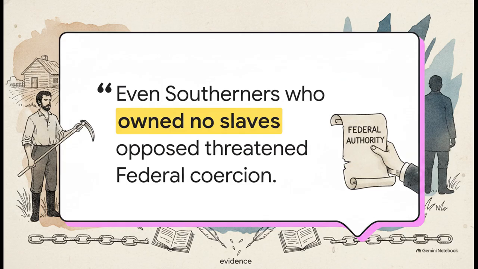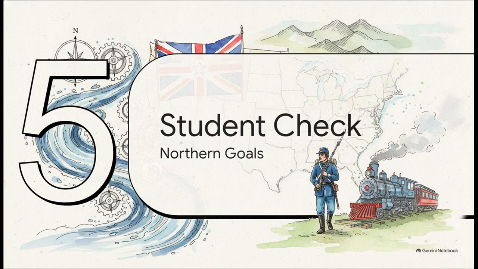This is brilliant because it illustrates exactly why we always have to check the source. History is complex. While maintaining slavery was absolutely the focal point of the political crisis and the Confederacy's main goal, the source shows us that opposition to the North and to federal force extended even to Southerners who did not personally own slaves. This right here is exactly how we use evidence to capture the full, complicated picture of the past.